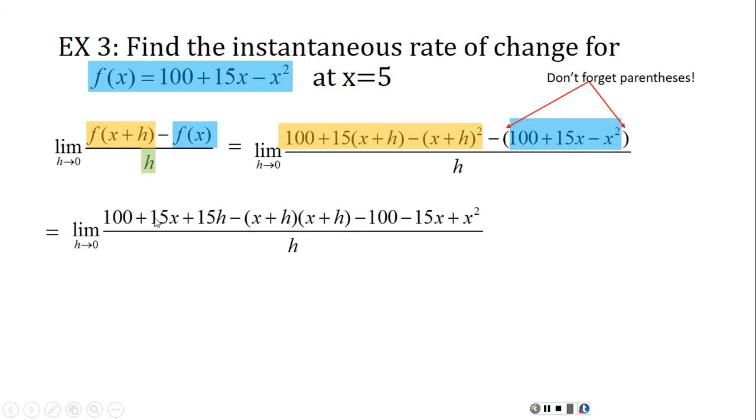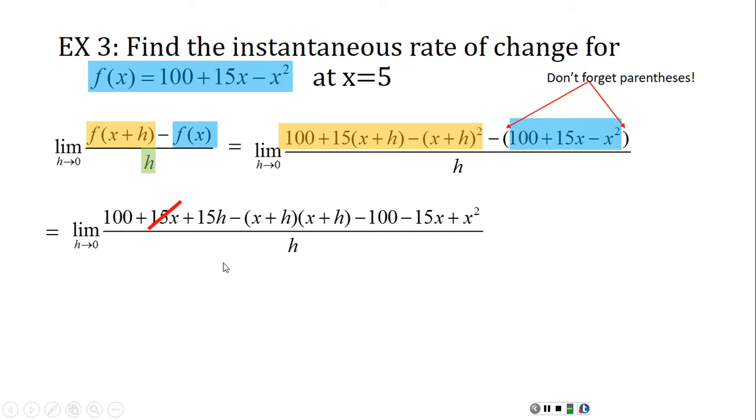So what I have going on here is I have 100 plus, I multiply this 15 through. 15x plus 15h is right there. And then I waited on the foiling and I just wrote it out minus, and I just wrote it twice. X plus h times x plus h, because it was squared. And then here I distributed this negative. I said minus 100 minus 15x minus x squared, all over h.